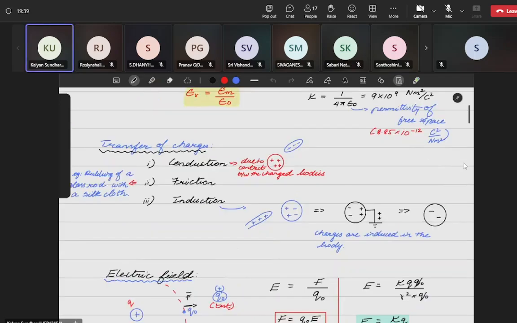Right, sir. And next we have seen about the transfer of charges. Transfer of charges, we saw three: conduction, induction and friction. And more often we will be discussing the conduction. And in the book also, at school level they will be asking about the conduction.